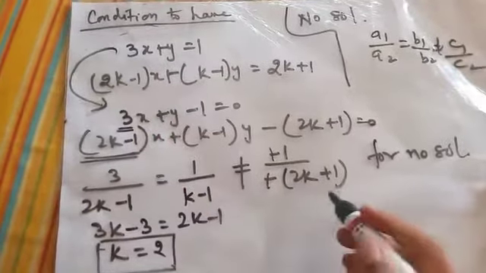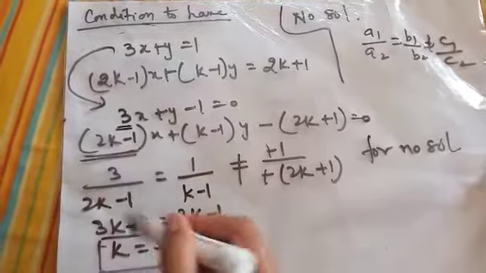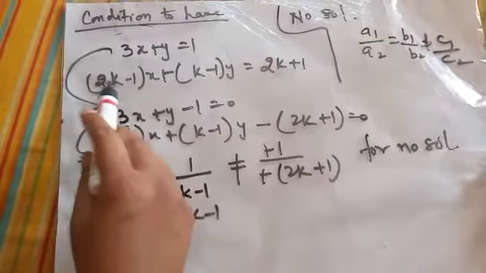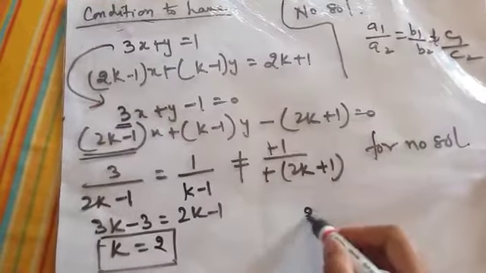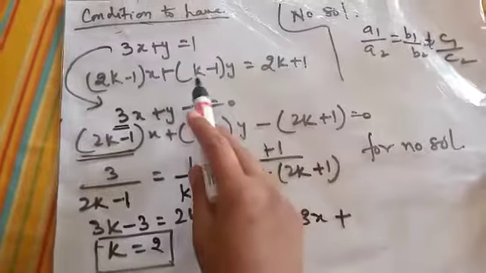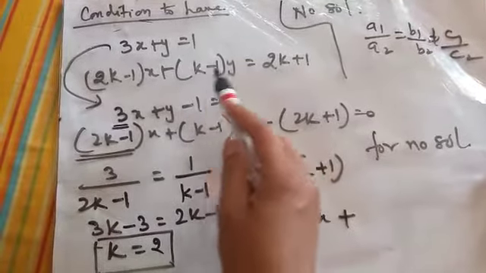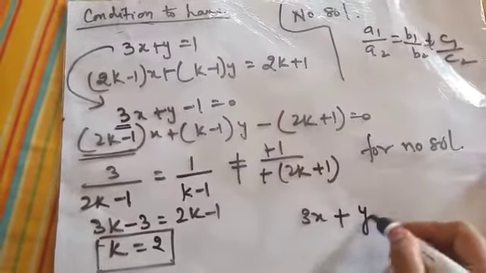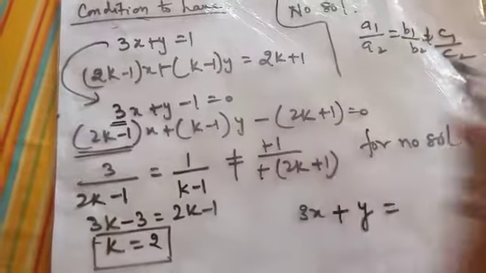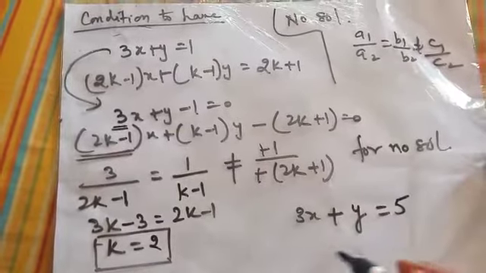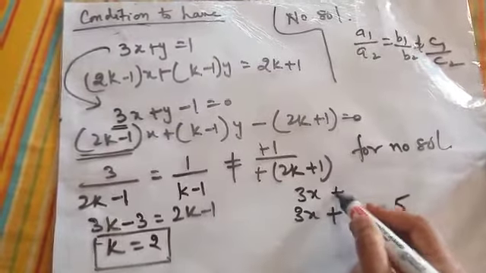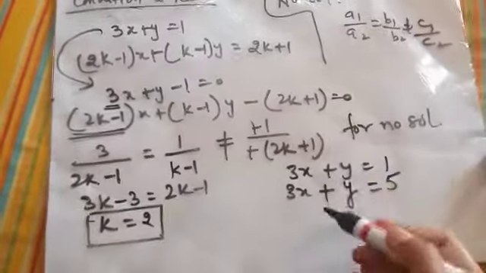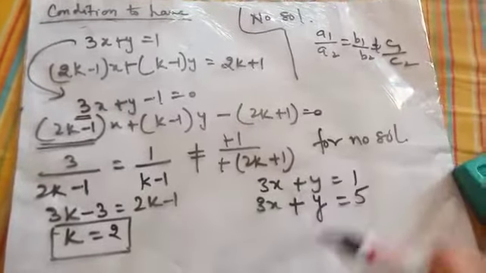The first one remains as it is only. In the second, if I put k is equal to 2, 2 2s are 4, 4 minus 1, 3x plus k minus 1. So 2 minus 1 is 1, 1y. That means y is equal to 2 2s are 4 plus 1, 5. This is your second equation. First was 3x plus y is equal to 1. Now let us check with this condition.